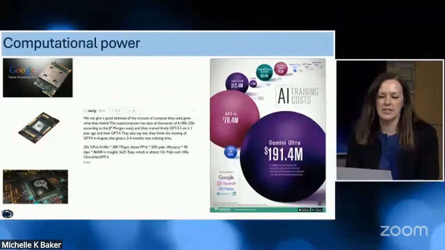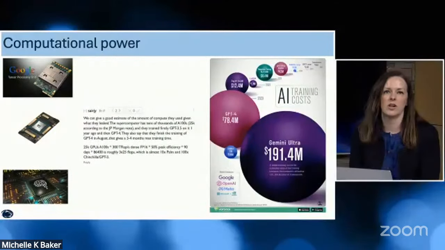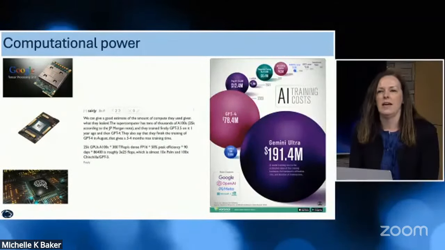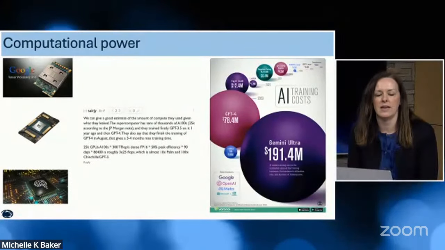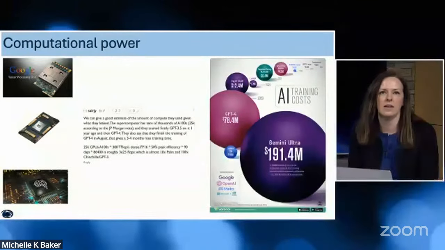Just to give you an idea of some of the training costs, ChatGPT 4 cost $78.4 million to train. Gemini Ultra was $191.4 million to train. So this also sort of edges out smaller companies from training these models and leaves the power of training in the hands of companies who have the money to do so.